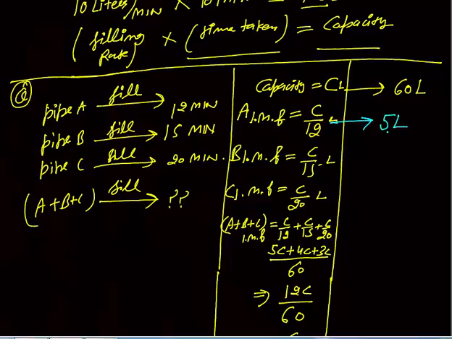Or otherwise you can just go by common sense. Pipe A is filling 60 liters in 12 minutes, so in 1 minute it will fill 5 liters. Pipe B is filling 60 liters in 15 minutes, so in 1 minute it will be 4 liters. Same way, pipe C is filling 60 liters in 20 minutes, so in 1 minute pipe C will fill 3 liters. Together they will fill 5 plus 4 plus 3, 12 liters in 1 minute.